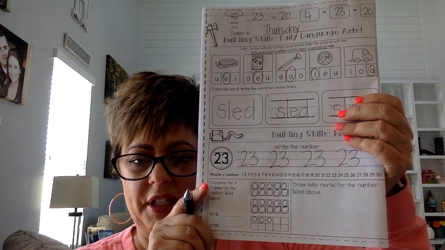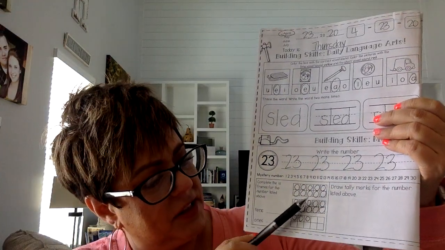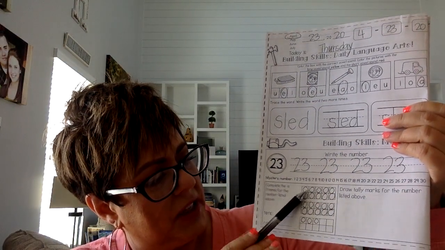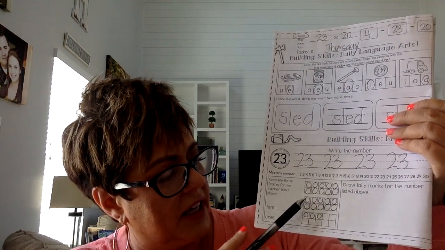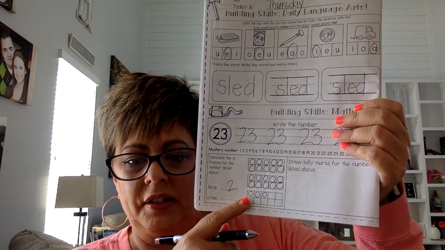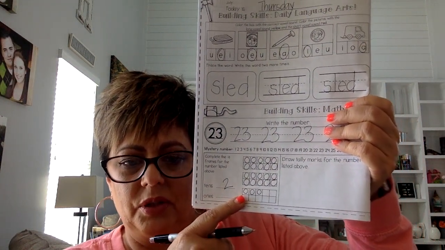So when we show the number 23, how many 10s do we have? Here's 1 10, here's another 10. So we have 2 10s. And how many 1s are we showing? We're showing 3 1s. So we're going to write a number 3.